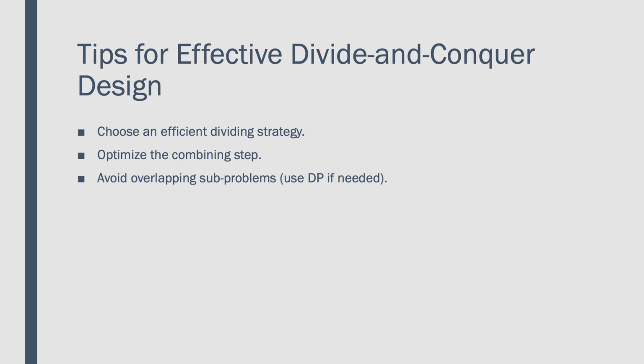Then we can avoid overlapping subproblems. If the same subproblems repeat, divide and conquer becomes inefficient due to redundant computation. So if you detect overlapping subproblems, switch to dynamic programming instead of pure divide and conquer.